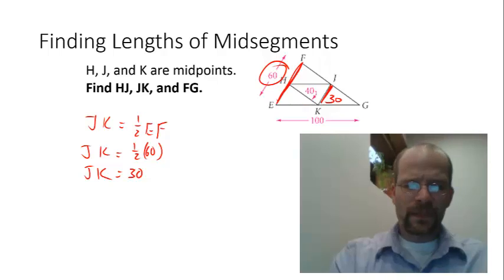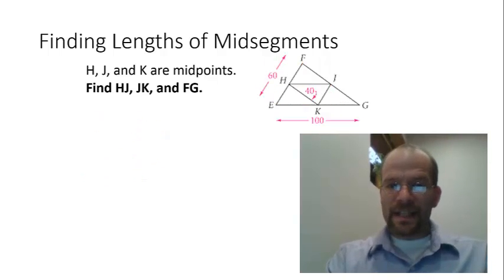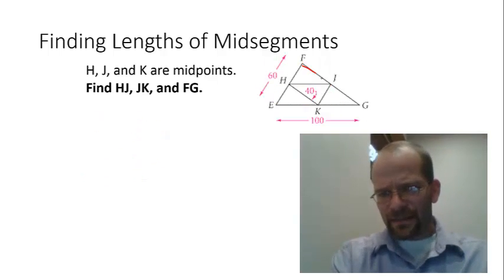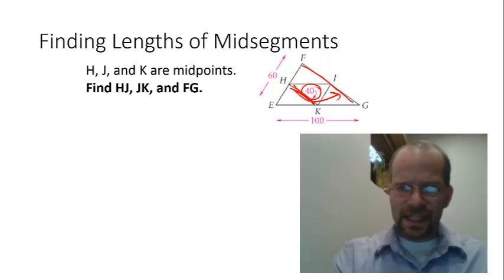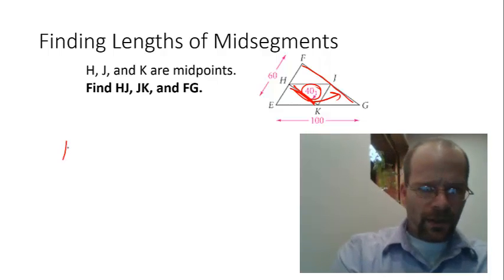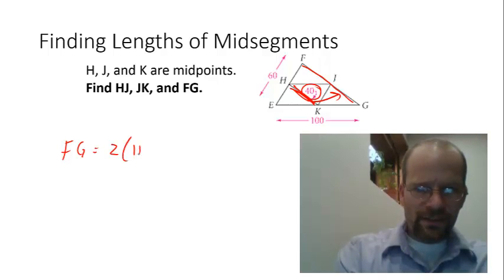Okay, the last problem asks us to find FG. This problem's a little bit different. Here we're working from information about a midsegment that's given, that says 40. And we're trying to work out the third side. So, what do we know about FG? We know that FG is equal to twice the value of HK.